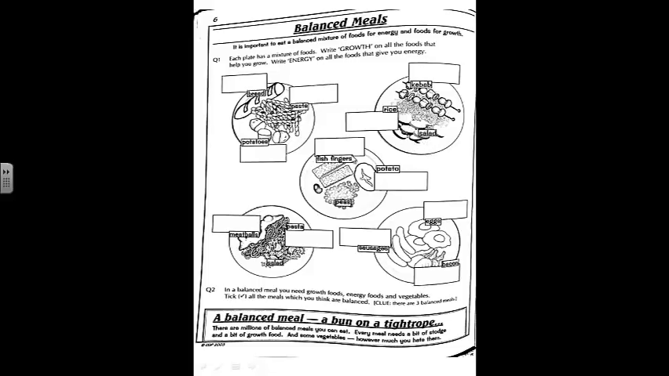Vegetables protect our body. Fish fingers, proteins, growth. Potato, carbohydrates, energy. Peas, proteins, growth. Meatballs, proteins, growth. Pasta, carbohydrates, energy. Sausage, proteins, growth. Eggs, proteins, growth. Bacon, protein, growth.